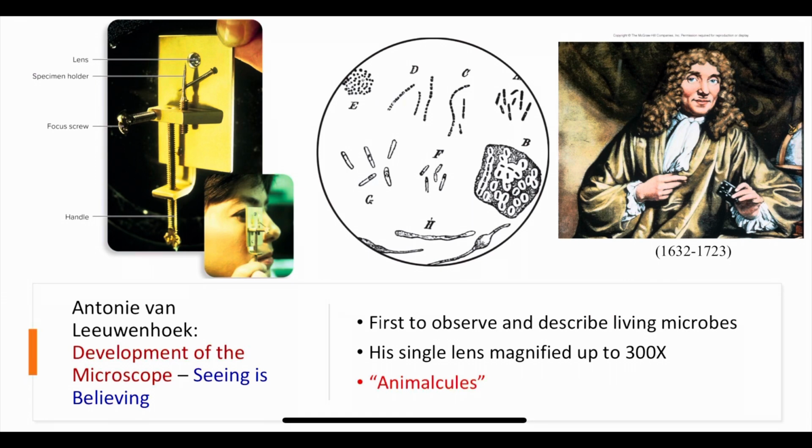Antony van Leeuwenhoek. He really played an important role in the development of the microscope. As they say, seeing is believing, and he started observing a few things by developing a simple model of a microscope, and what he saw was at the time referred to as animalcules.